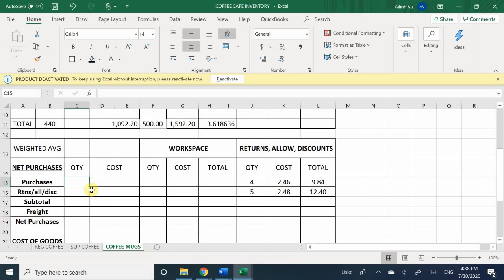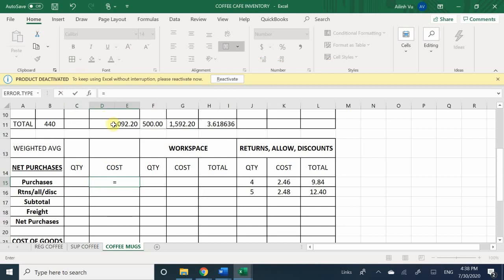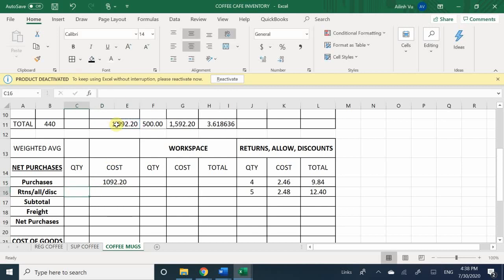Where are you looking at? 1,092.20. Yes, that is our total cost of purchases. Okay, and how many total items do we have? 440. Okay. Now it asks us, well, what about all of your purchase returns and allowances?